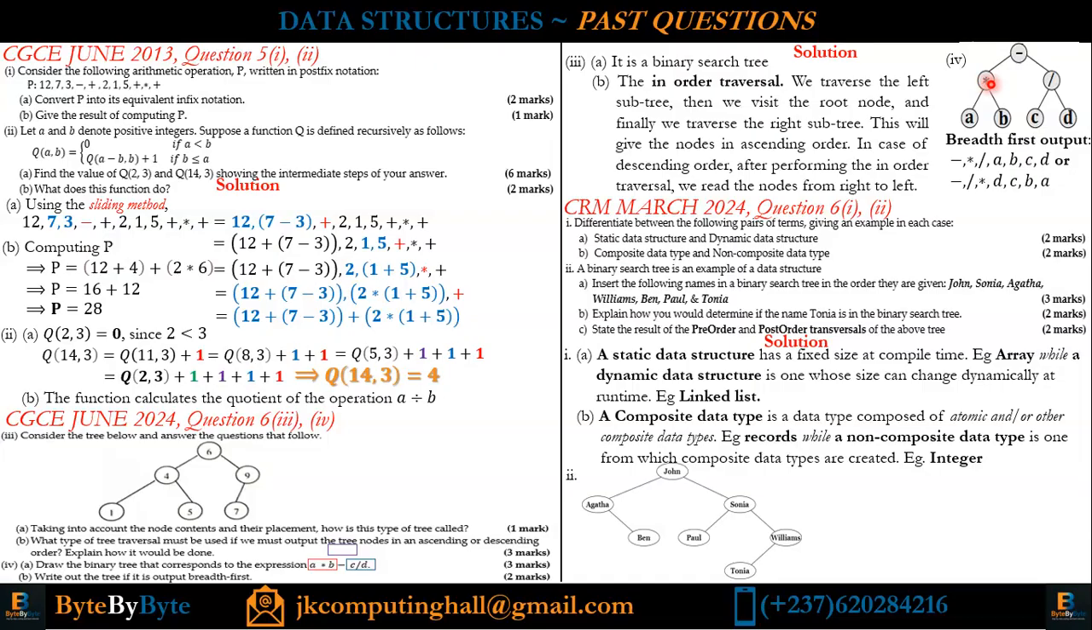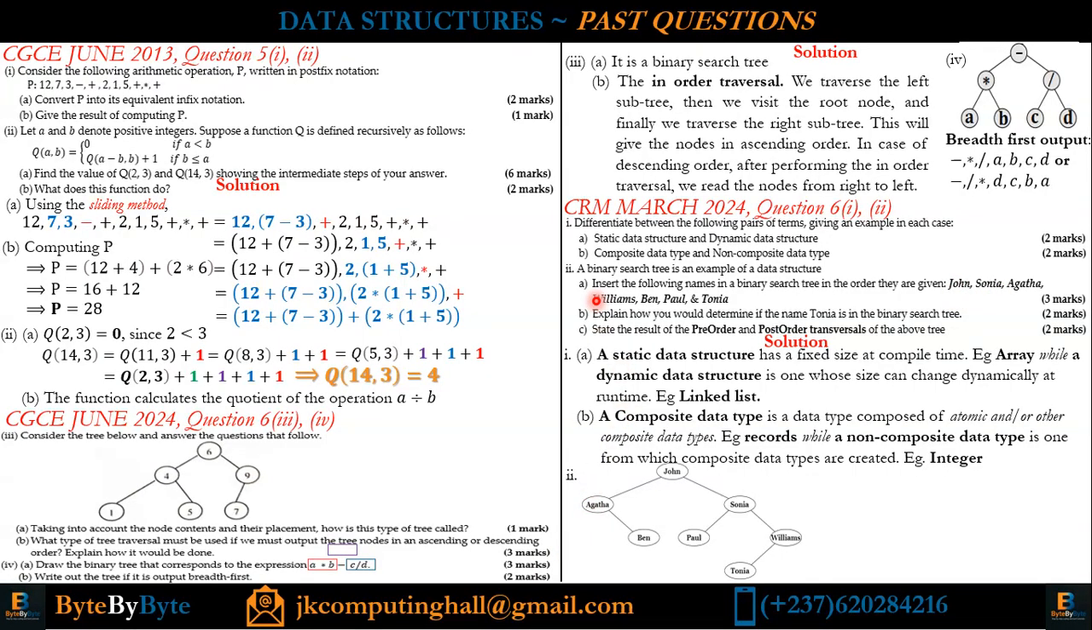Let me explain. Remember, when we are drawing a binary search tree, our first element is our root, as you can see. So John is our root. From there, Sonia, we compare the first character. S is above J. That is why Sonia comes to the right, because for a binary search tree, the values above the root go to the right, while those below the root go to the left. So I have Sonia. Then Agatha. A is less than J. That's why Agatha comes to the left.